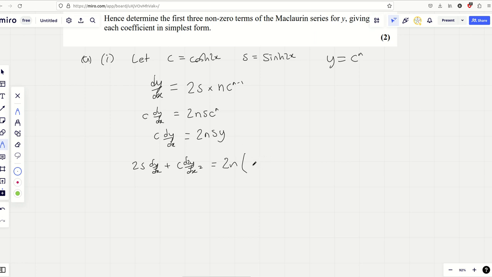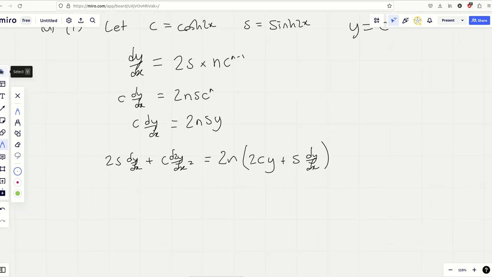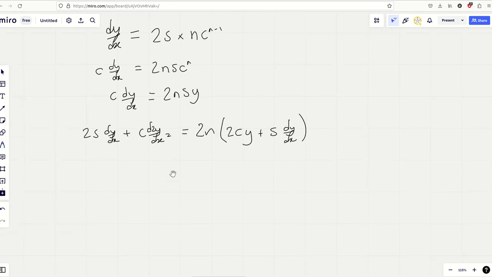Differentiate S, you get 2C, times the other side undifferentiated, plus differentiate y, you get dy/dx, and then you times it by the other side undifferentiated. Okay, now if we collect the dy/dx terms together, then gradually try and turn it into the answer. Let's do that. So I've got C d²y/dx² equals, well, I think you can see I'm going to get 4nCy there.